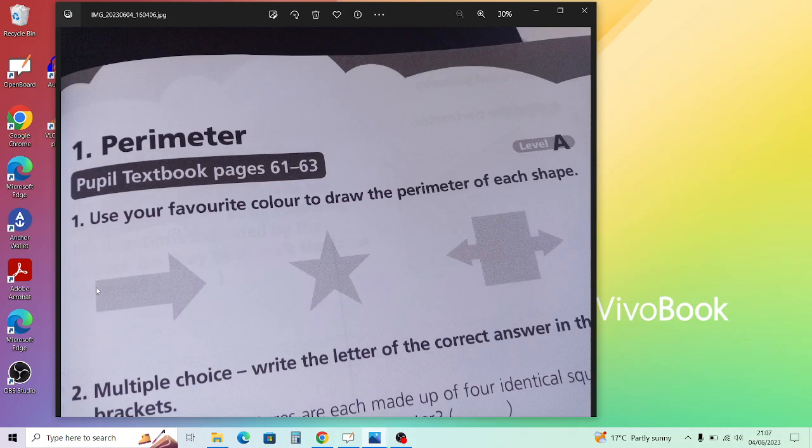So if you start from here, add the distance from there to there, to there, to there, all the way around back to the beginning, and that would be the perimeter. And for this one, you just go around it.